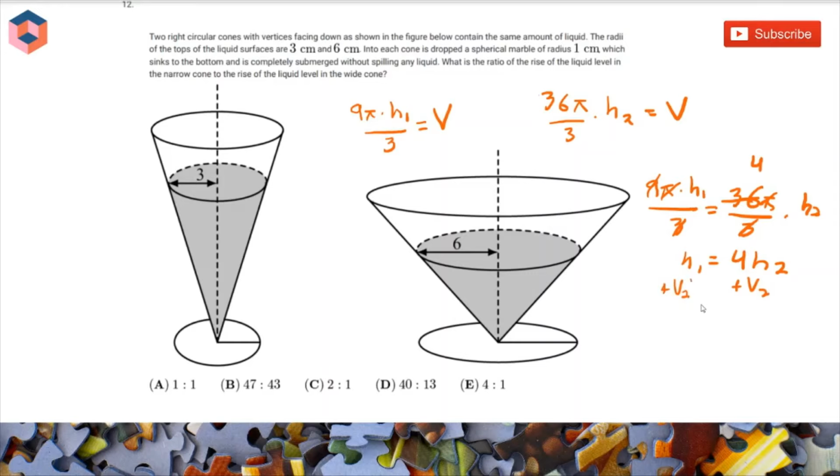And notice that the volume of the marbles remains the same for both of them. So that's basically this condition. And thus our ratio would stay the same, 4 to 1.